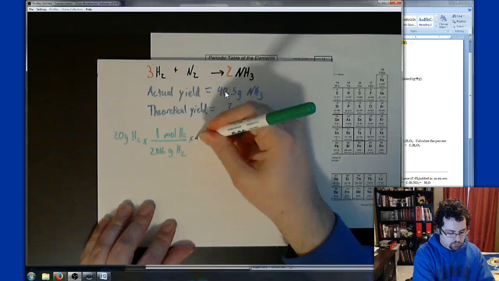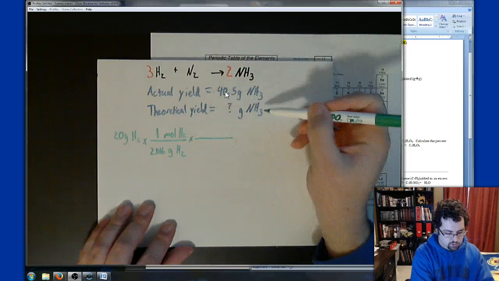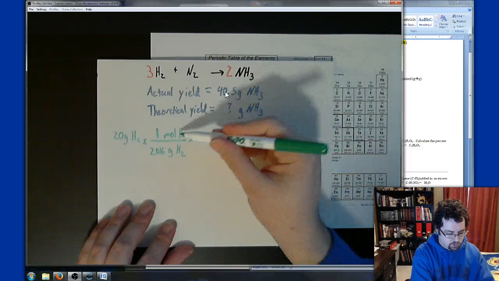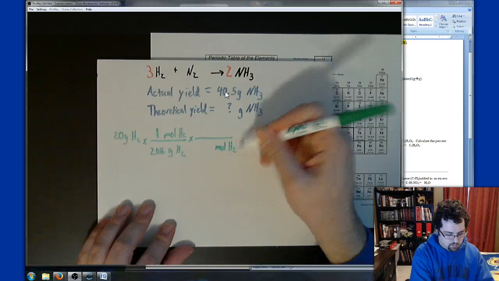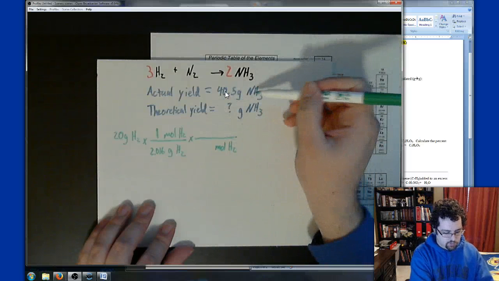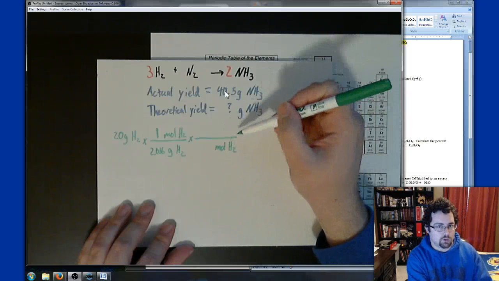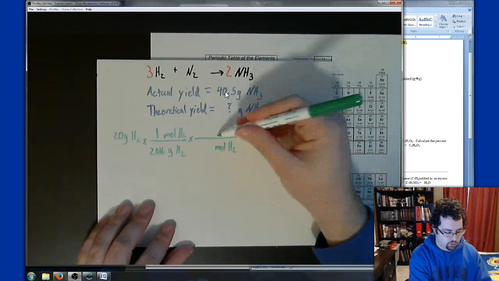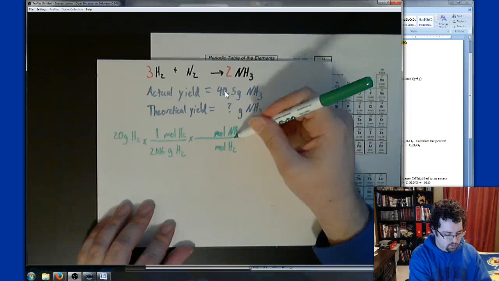So I keep going, do another conversion factor until I get to the correct unit that I want, which is grams of NH3. So this top unit, you bring it down, moles of H2. I'm trying to get to grams of NH3. I can't go straight from moles of H2 to grams of NH3 because those are two different chemicals, so I have to go to moles of NH3 first.